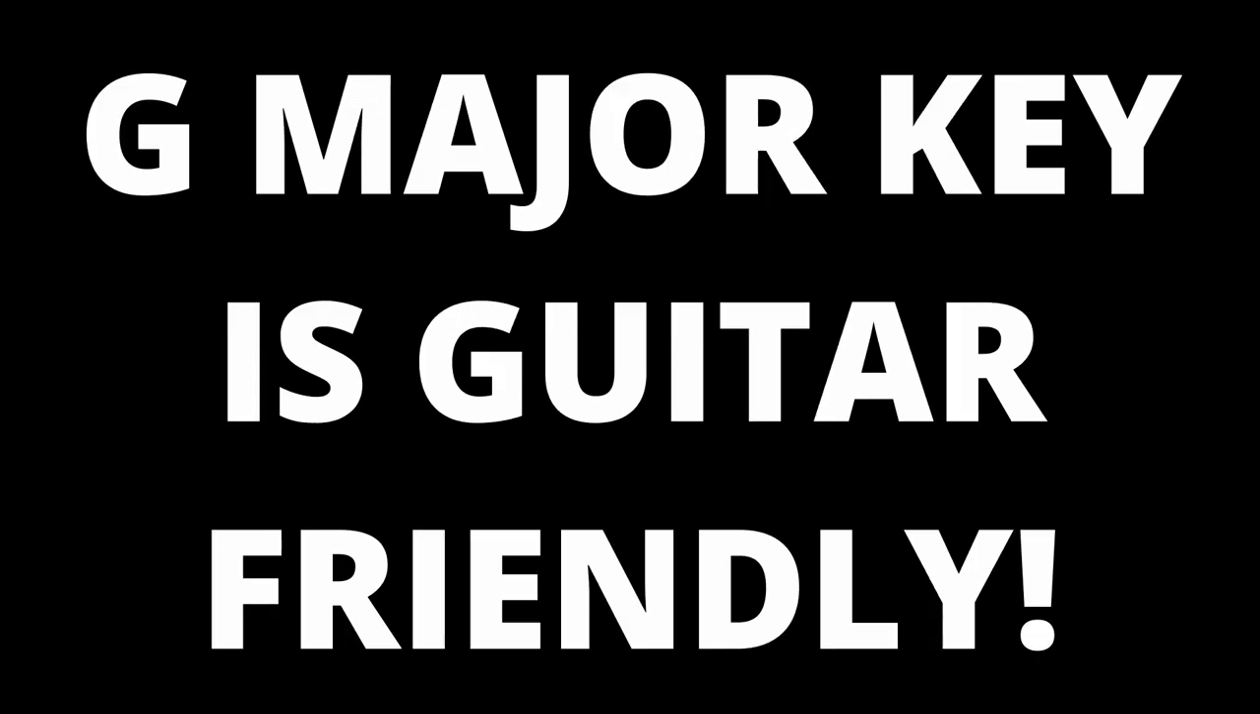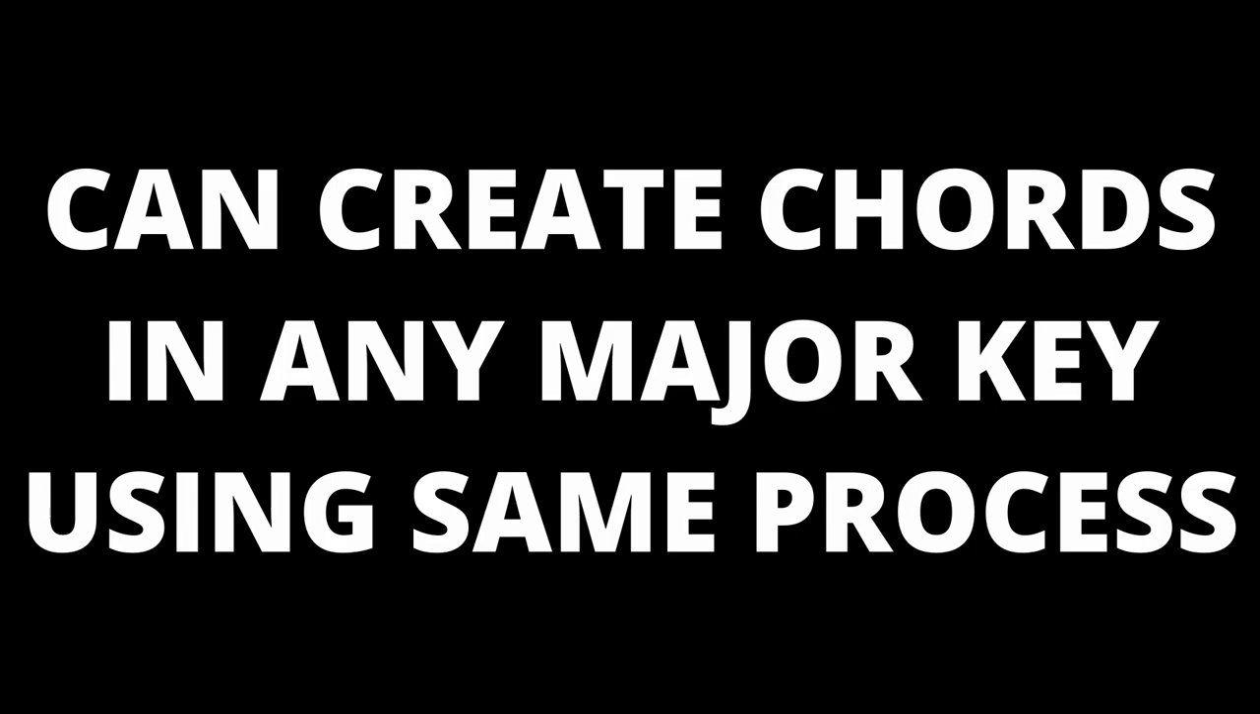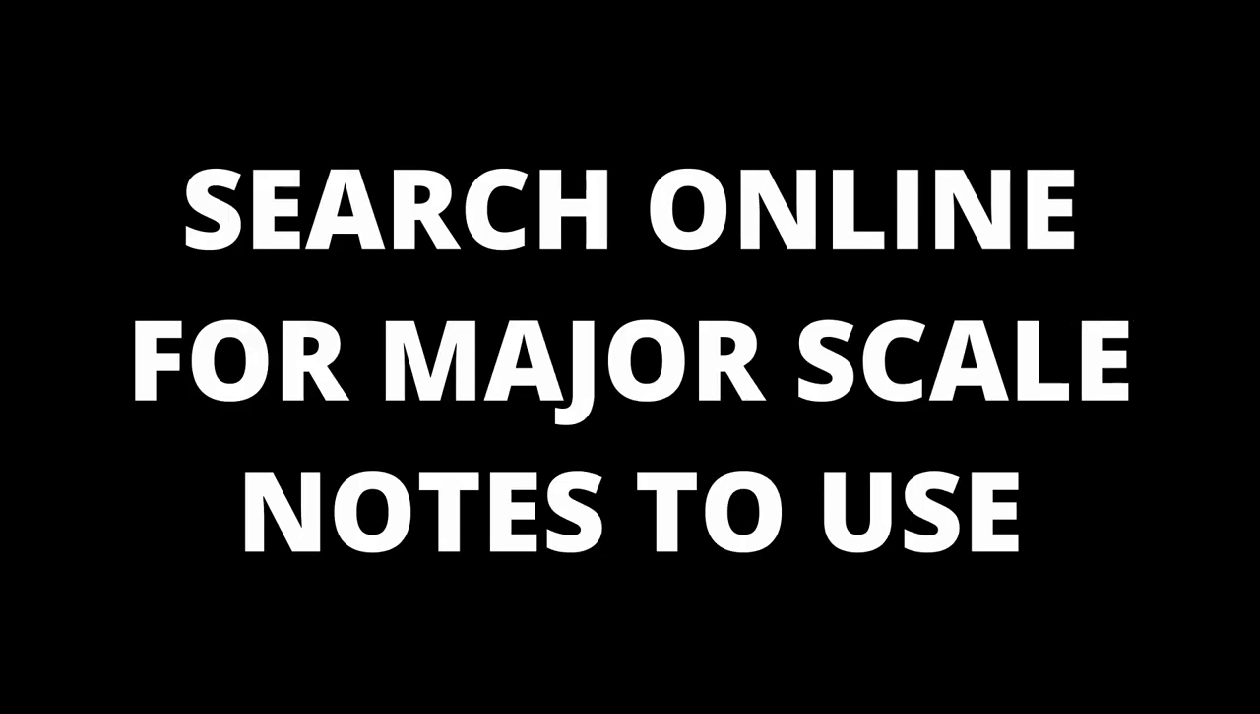We chose G major because the 6 chords are easy to play on many instruments, especially as open chords on the guitar. This can help beginners to start their songwriting journey. If you would like to use a different major key, all you have to do is write out the 7 notes in the relevant major scale and repeat the chord construction process that we described earlier. If you don't know the notes in the major scale that you want to try, search for them online and they will be easy to find.